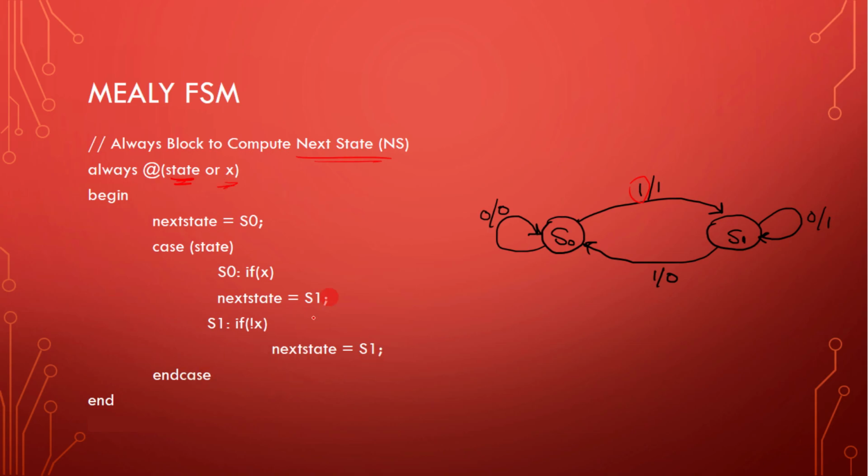Now after this execution, if next time you have 1 at the input, your state was S1. In this case, this condition will execute, but because your input is 1, this will not be executed, and your next state will be S0. As is clear from here, when you have 1 at the input, your next state is S0.